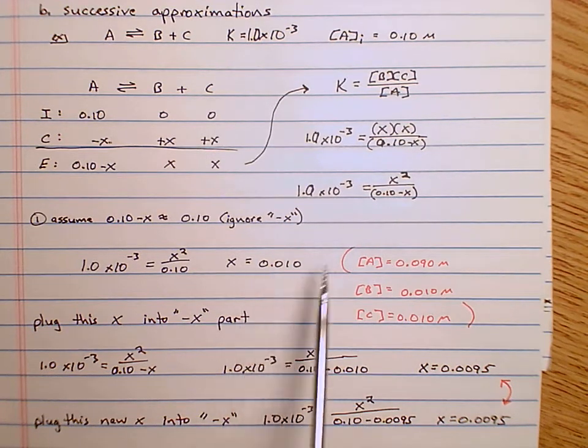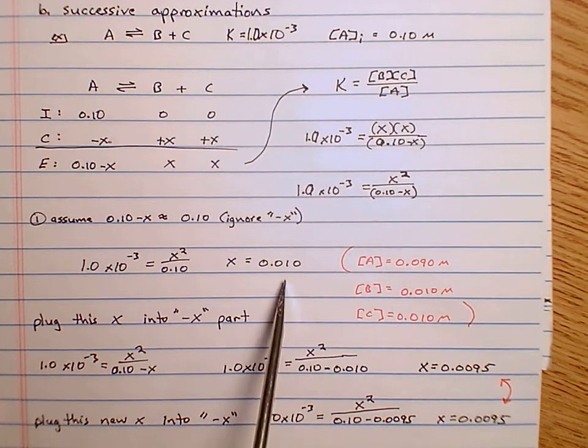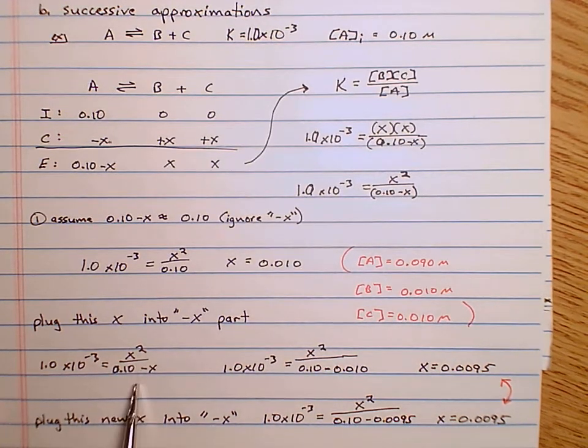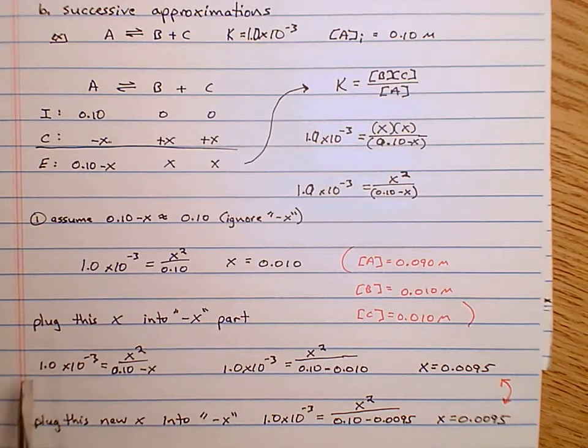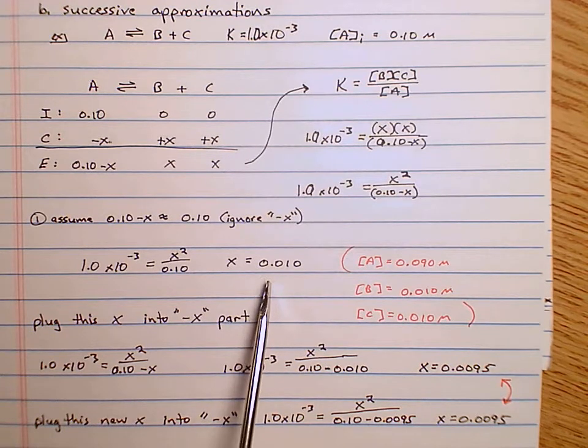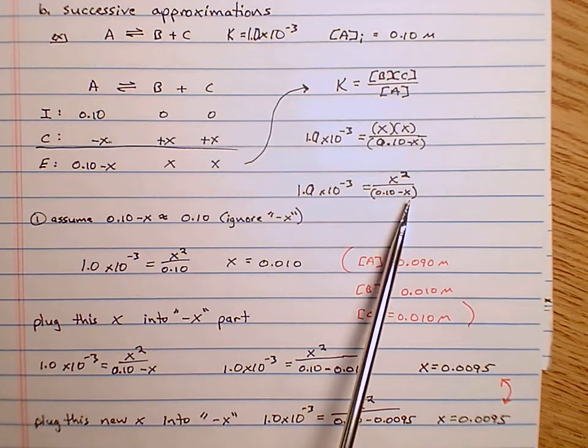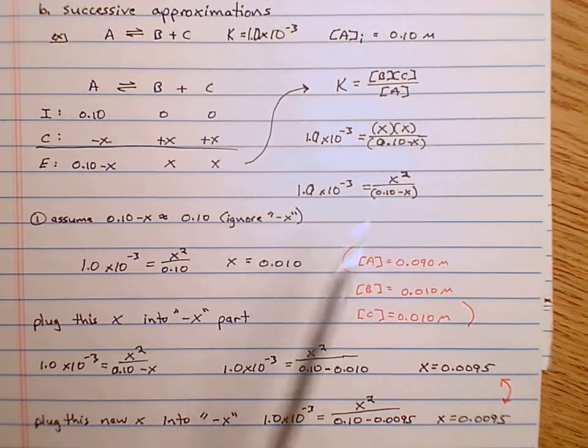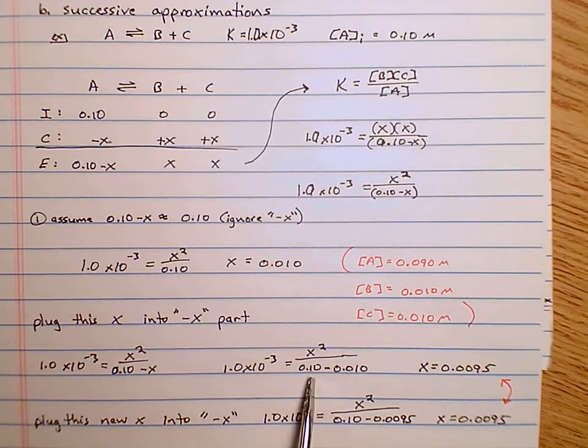So I plug my value for x into the minus x part. Recall, you can't plug it into the x squared part, only the minus x part. So that gives me 1.0 times 10 to the minus third equals x squared over 0.10 minus 0.010, the x I got here, because I know that this value for x is better than just ignoring it. Plugging this value in for x here gives me a better answer than just ignoring that minus x.